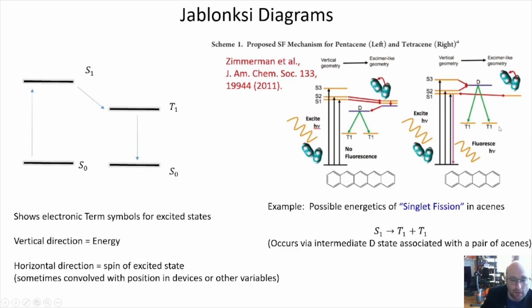So yeah, this is just an example of how you would use Jablonski diagrams, right? Where you're showing energy on the vertical axis, different types of states displaced horizontally, just to schematically indicate the types of transitions that might happen in your system.